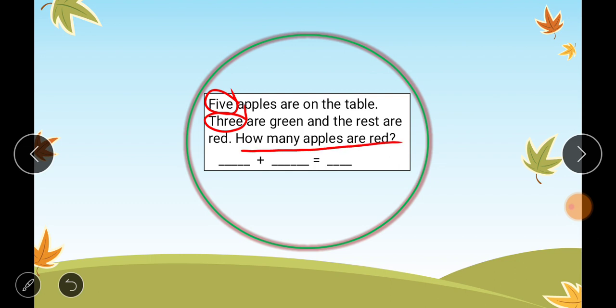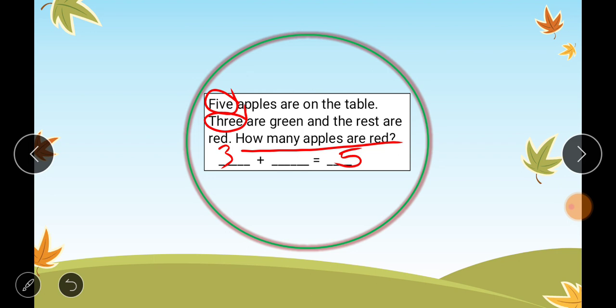Okay? Now, 5 apples are on the table. How many apples are on the table? 5. So that 5 is our sum. That 5 is the number of all the apples we have on the table. So we write 5 here. That's the sum. Then we're told that 3 are green. That is our given addend. And the rest are red.